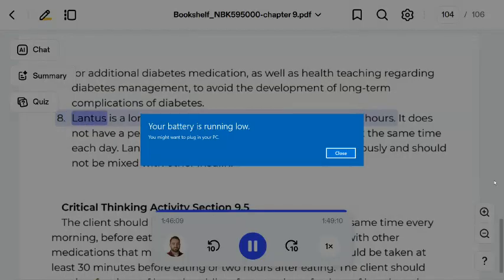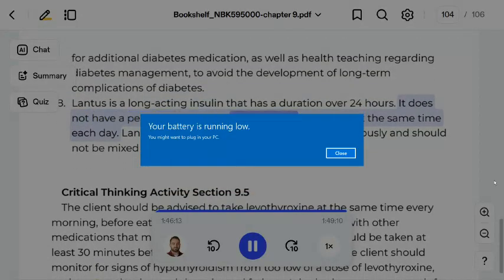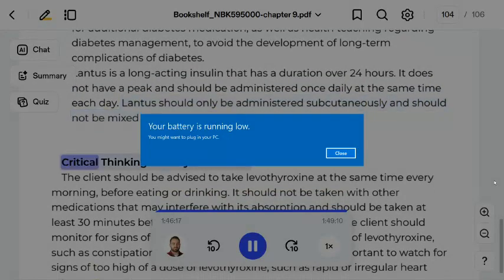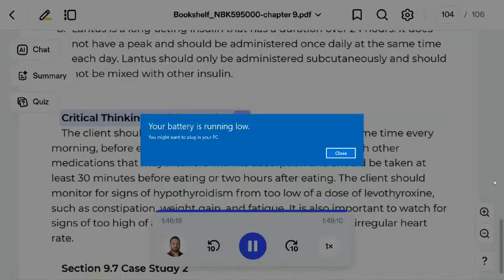8. Lantus is a long-acting insulin that has a duration over 24 hours. It does not have a peak and should be administered once daily at the same time each day. Lantus should only be administered subcutaneously and should not be mixed with other insulin. Critical Thinking Activity Section 9.5.